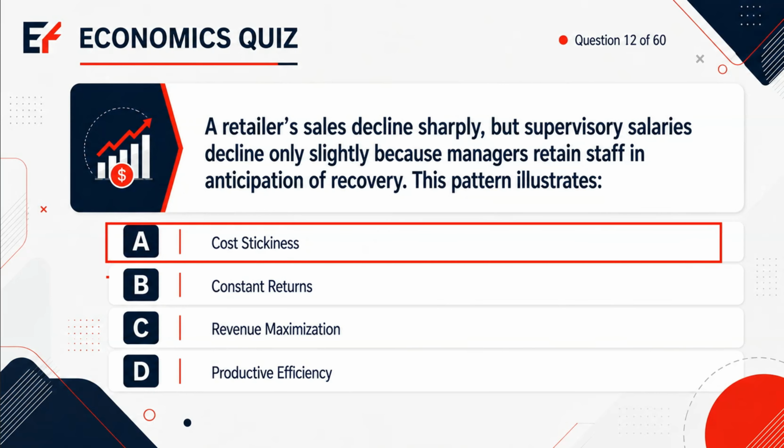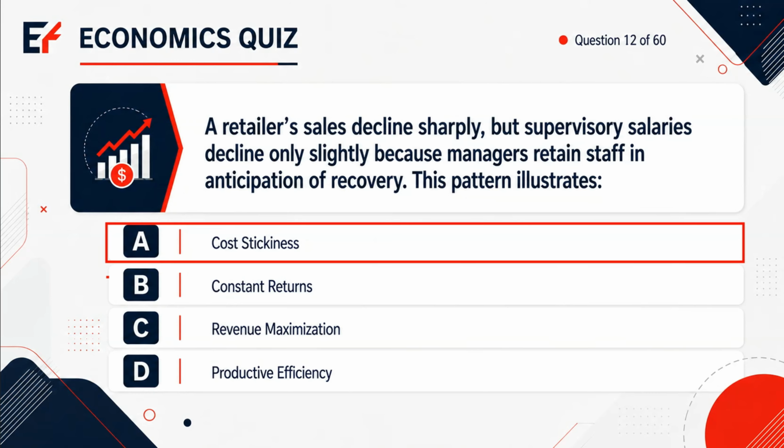Let's examine the pattern. Cost stickiness occurs when costs decrease less sharply when activity declines than they increase when activity rises. In this case, supervisory salaries remain relatively high because the retailer keeps staff in place while expecting sales to recover. Therefore, the cost does not fall in proportion to the decline in sales.